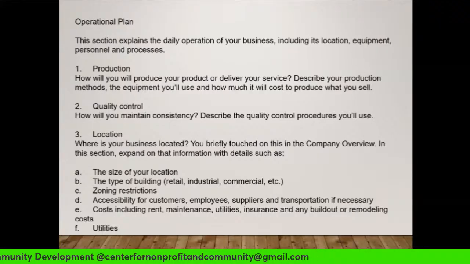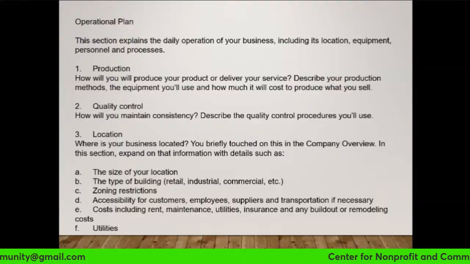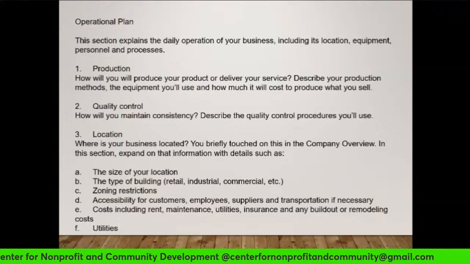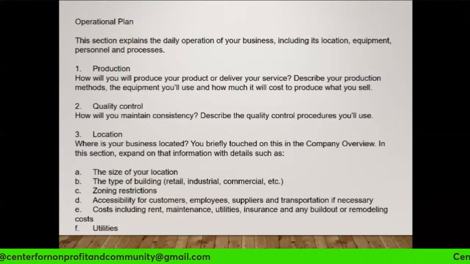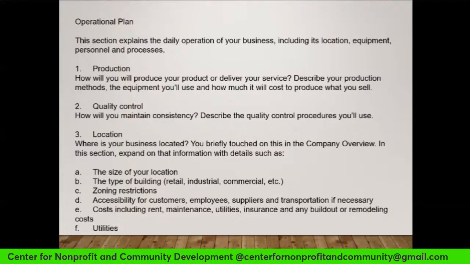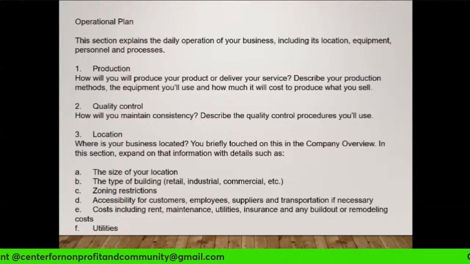Operational plan. This section explains the daily operation of your business, including its location, equipment, personnel, and it includes production. How will you produce your product or deliver your service? Describe your production methods, the equipment you use, and how much it will cost to produce what you sell. That's important. How much does it cost to produce what you're selling?